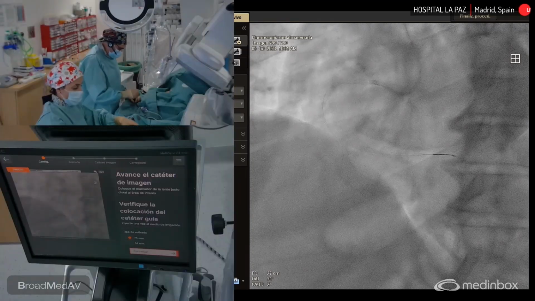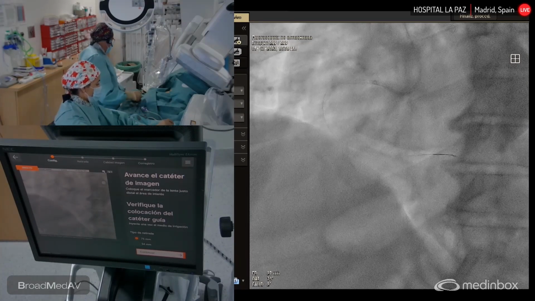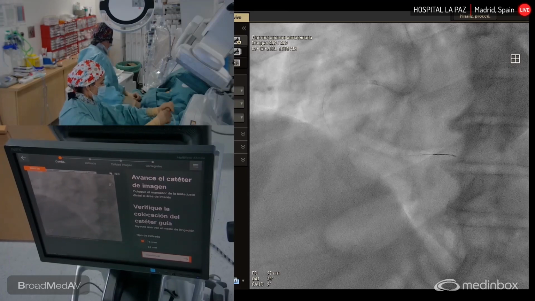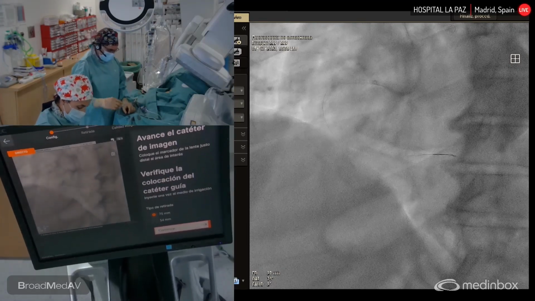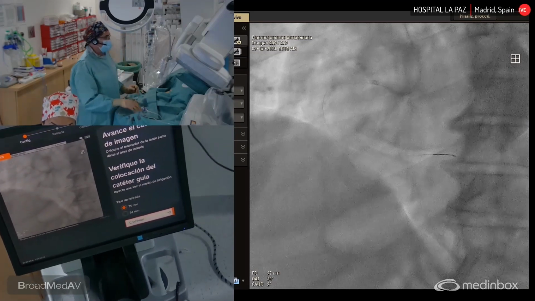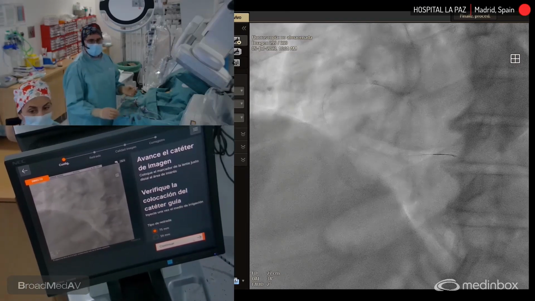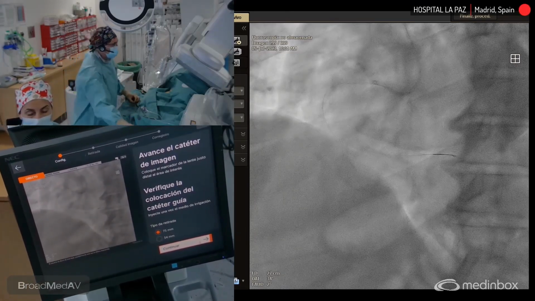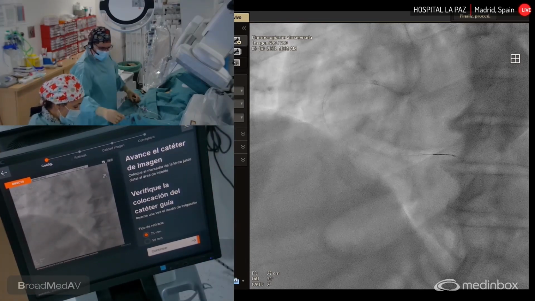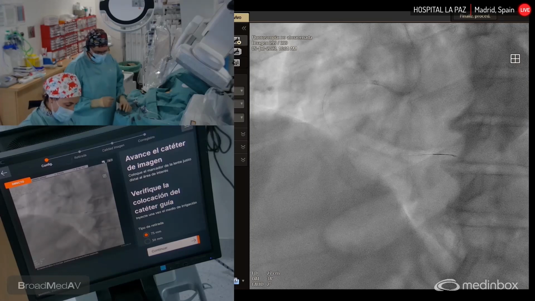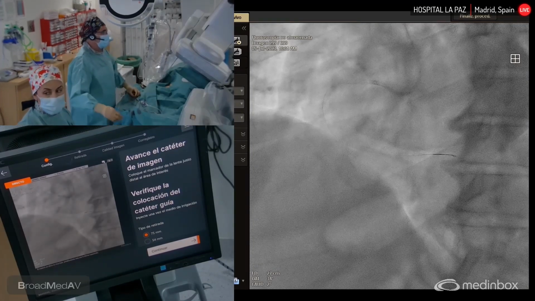For this case, having in mind the long-term evolution of the restenosis, we have prepared a laser catheter, excimer laser catheter, if it's necessary, if we find some calcification of the neointimal tissue. I will try to predilate softly the mid part of the right, and if it's necessary, we will advance an extension catheter to try to obtain the image of the restenosis in the distal right coronary.